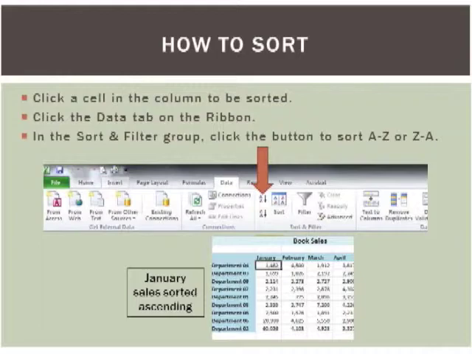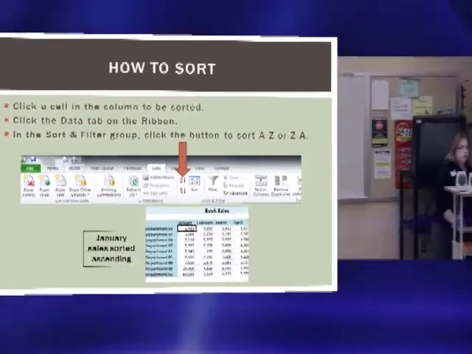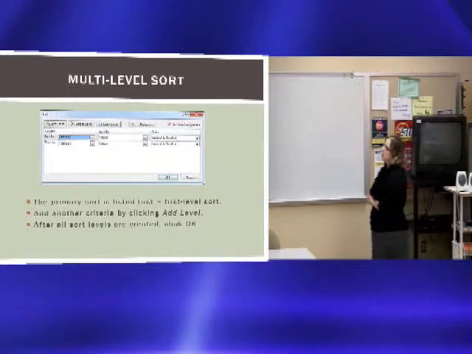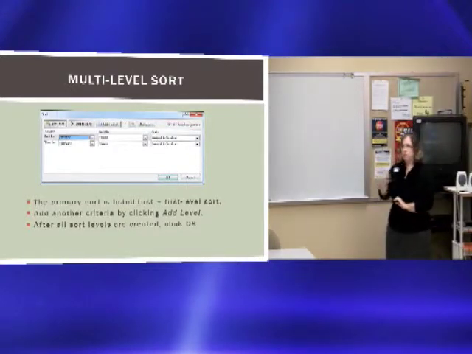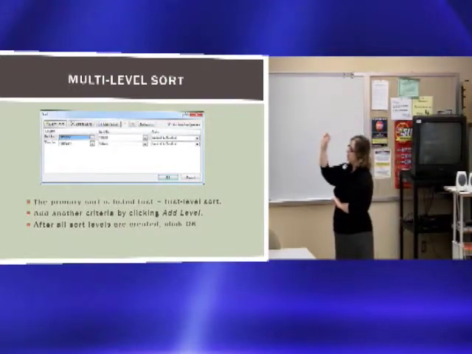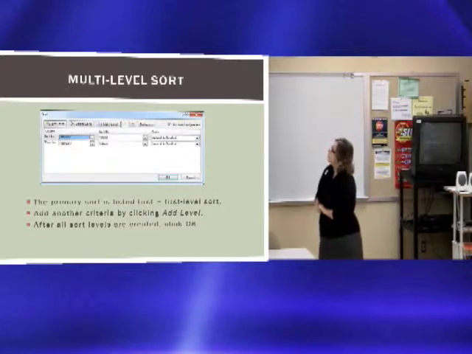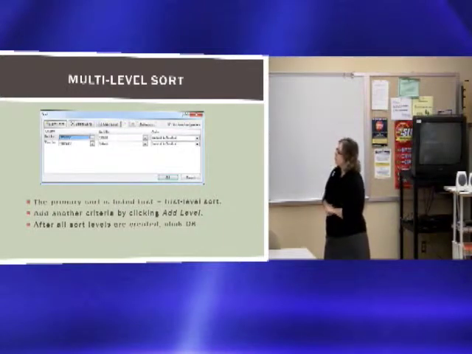You can sort on more than one column at a time by clicking on that sort button. We looked at the two little shortcut buttons. If you click on the sort button, the button that says sort, it brings you to the sort dialog box.